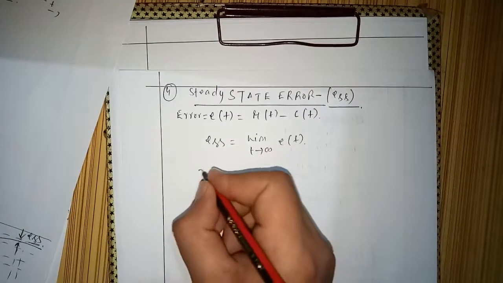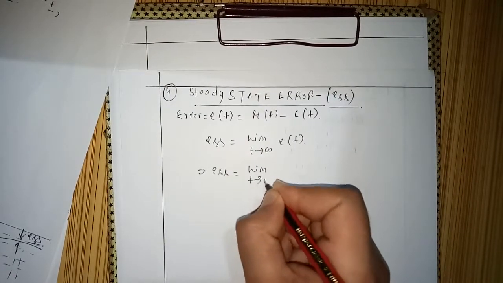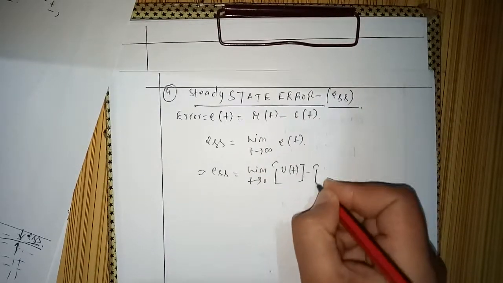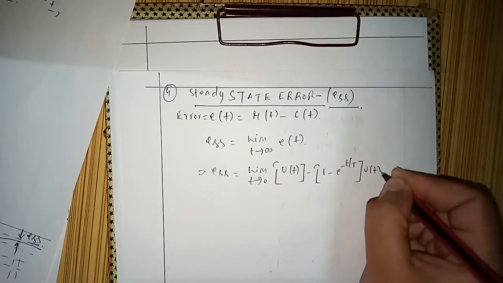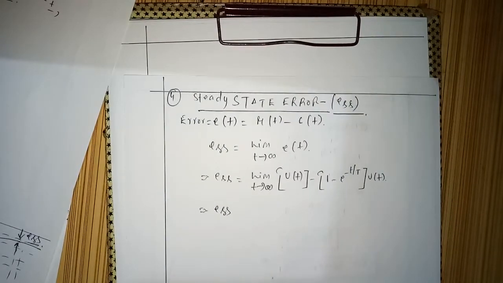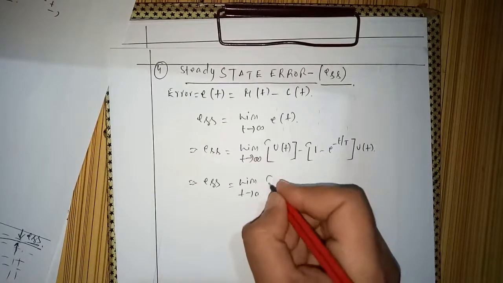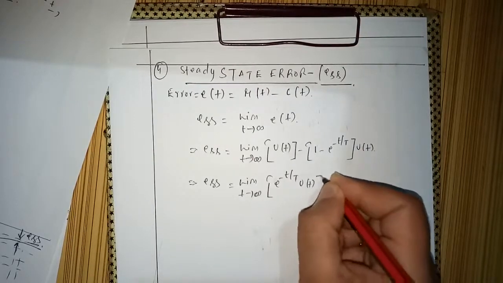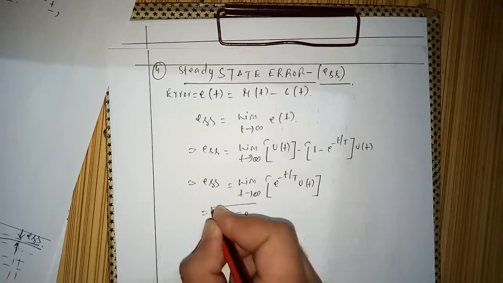Now, steady state error is equal to limit t tending to infinity of e(t), which is r(t) minus c(t), where r(t) is u(t) and c(t) is e to the power minus t by T times u(t). Taking the limit t tending to infinity, e to the power minus t by T u(t) goes to 0, so the steady state error comes out to be 0.